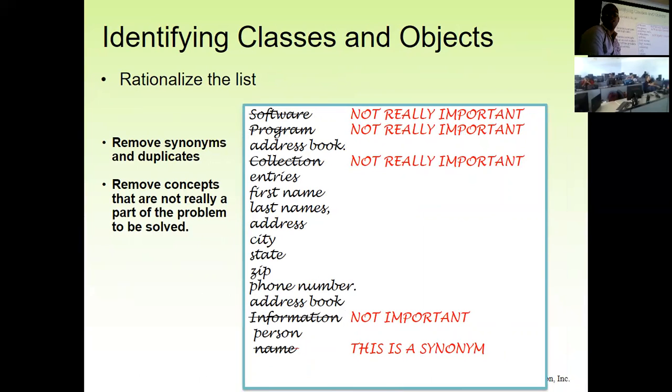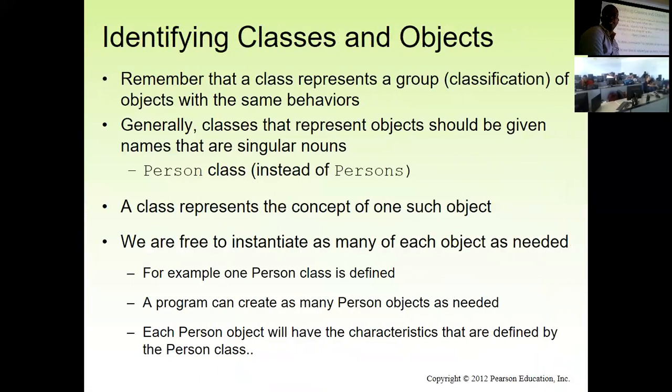So from that, first thing we do, remove synonyms and duplicates. Software, program, collection, information, you know, then we find that name is a synonym for first and last name together, right? First and last name is a little bit more detailed, so we keep that and we cross out name, okay? And so we have a rationalized list.